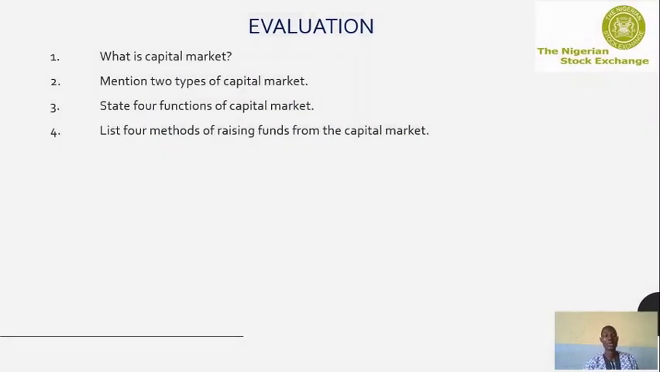Now it's time to look at the few questions we have from what we have considered so far. Methods of raising funds from the capital market. So our first question is, what is capital market? We defined capital market as a market for raising long-term funds or finances.